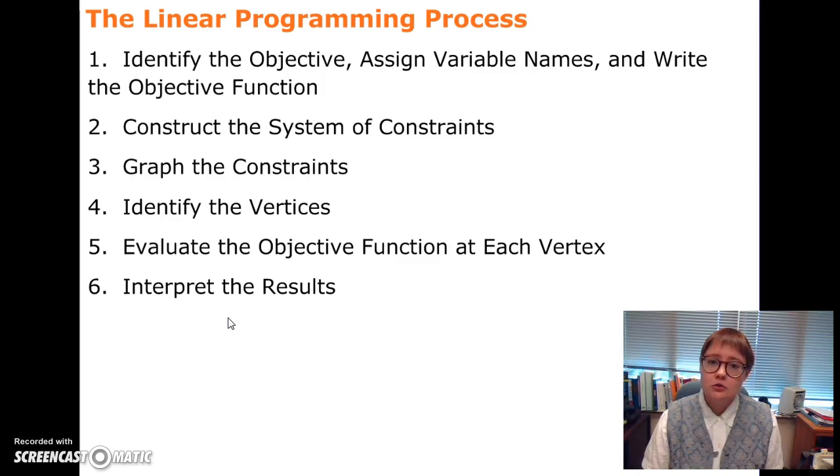The first thing we need to do is identify our objective, assign names to our variables, and then write down the objective function. Once we've got our objective function written out, the next thing we need to do is construct something called a system of constraints. Once we have constructed this system, we will graph it, identify the vertices on our graph, and then take those vertices and plug them into our objective function. Then finally, we'll interpret the results. So let's go through an actual example so that we can see how these things work.